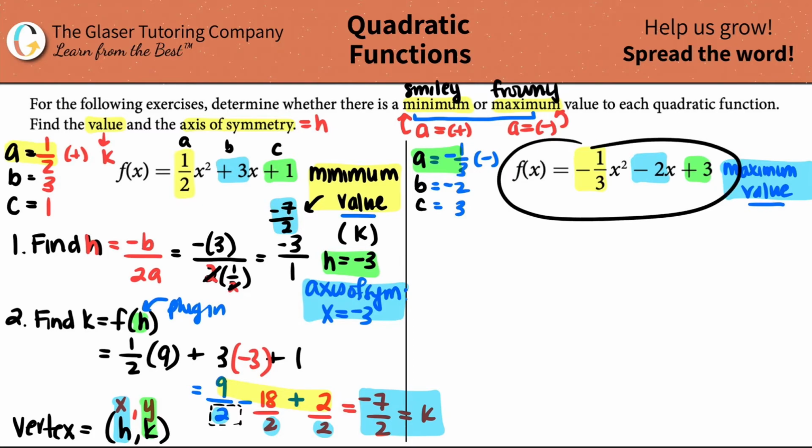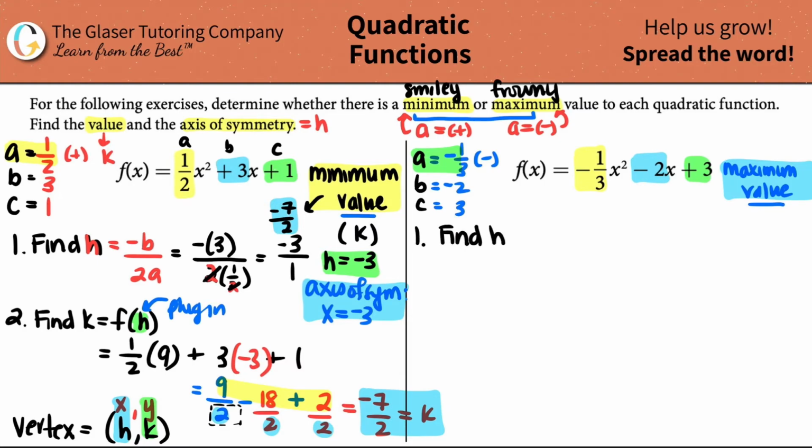Now let's do the same thing for the second example, just for more practice. So first thing we got to do is find h. Remember, h was equal to negative b over 2a. We did that work over here. So this would be negative, b was a negative 2, divided by 2 times a negative 1 over 3. So just clean this up. Negative times a negative is a positive, so that would be 2 divided by, I can't really do anything here, so this would be a negative 2 over 3, right? 2 times 1 is 2, divided by 3.